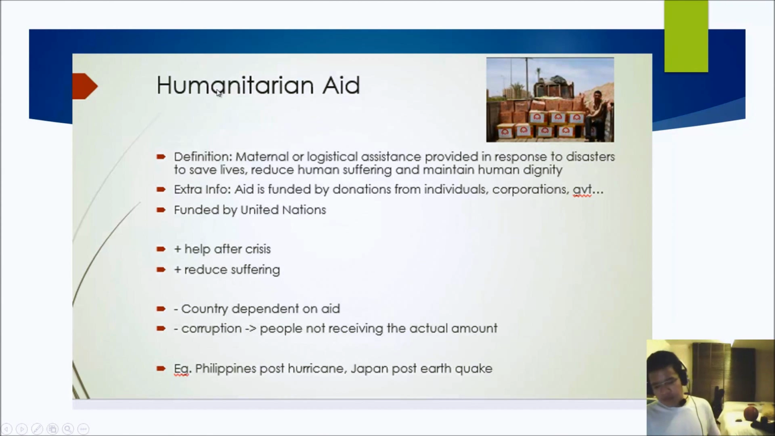And lastly is humanitarian aid, and this is logistics assistance provided for disasters, for example the Philippines after the hurricane, or Japan after the earthquake, or Haiti after the earthquake. This would help crisis and reduce suffering. However, there may be corruption and people are not receiving the actual amount. Another disadvantage is that the country is dependent on the aid. So if there is no more aid, they're basically dead. So yeah, over-dependent on aid.